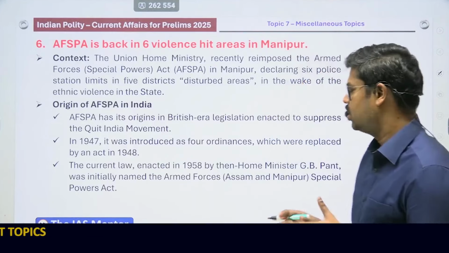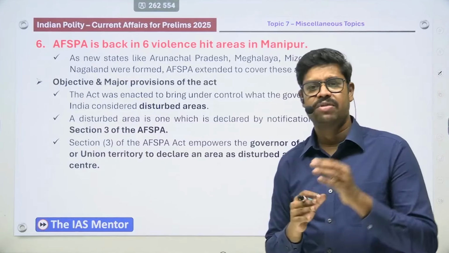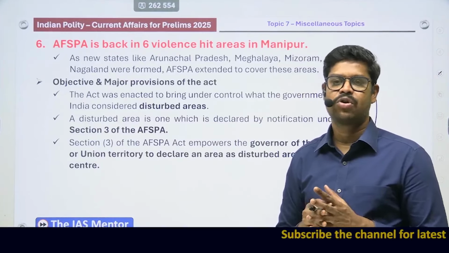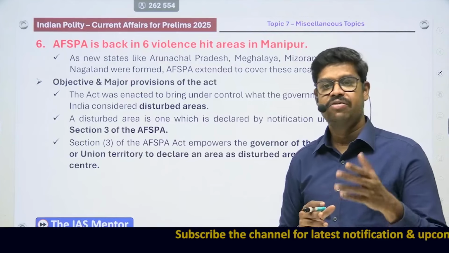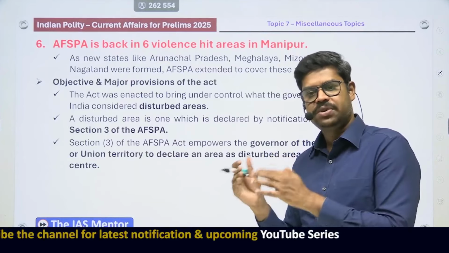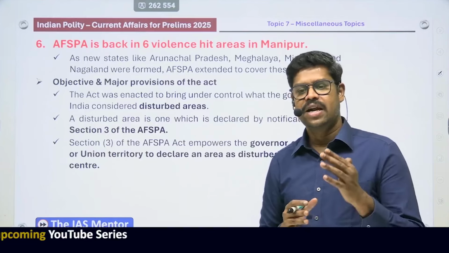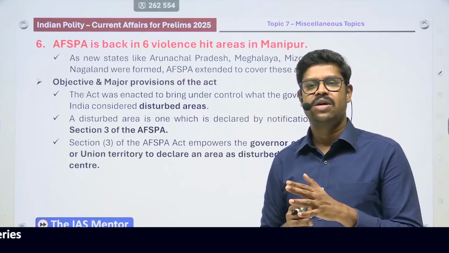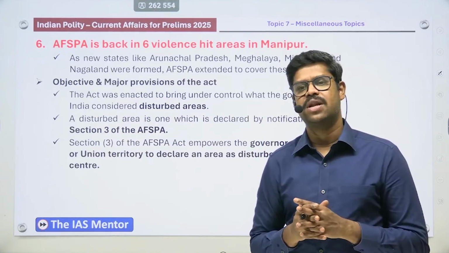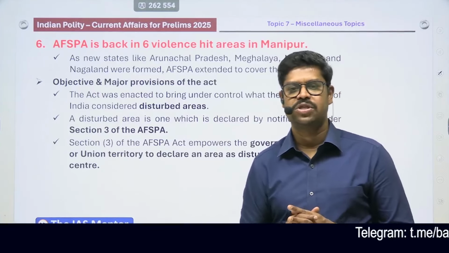And once invoked, the Armed Forces Special Powers Act gives a lot of powers upon the armed forces. For example, the armed forces personnel may have the power to open fire upon the people. Even if it results in death of the people, the Act may still provide a certain level of immunity to the armed forces personnel. They can conduct searches, they can seize properties, all those things can be done under this. So an extraordinary power is given to the armed forces personnel, and a certain level of immunity is also given to them for the action that they do under the Act.